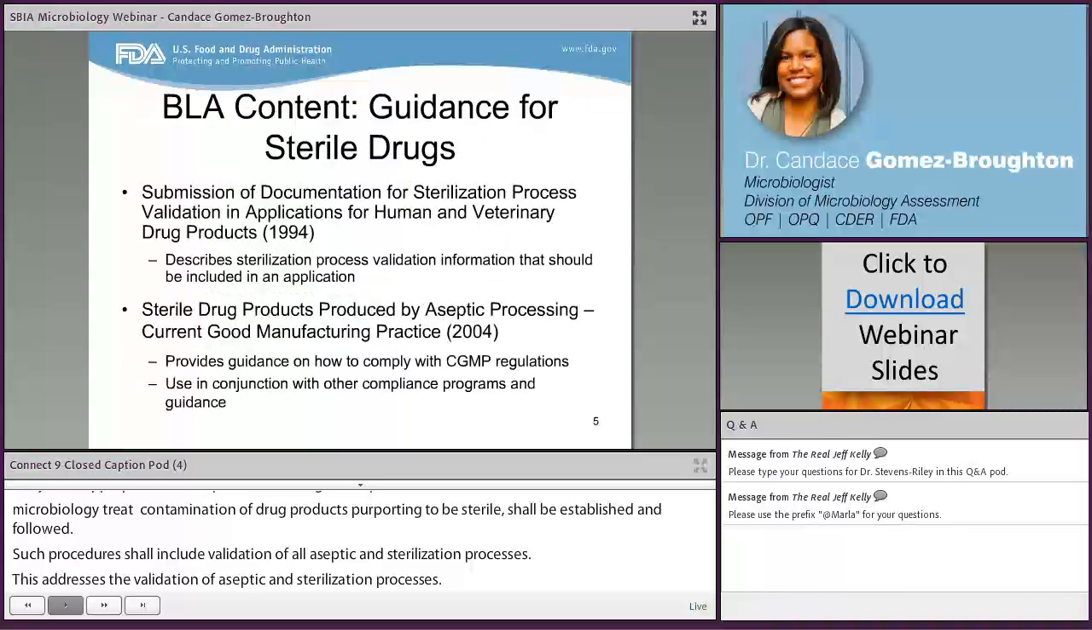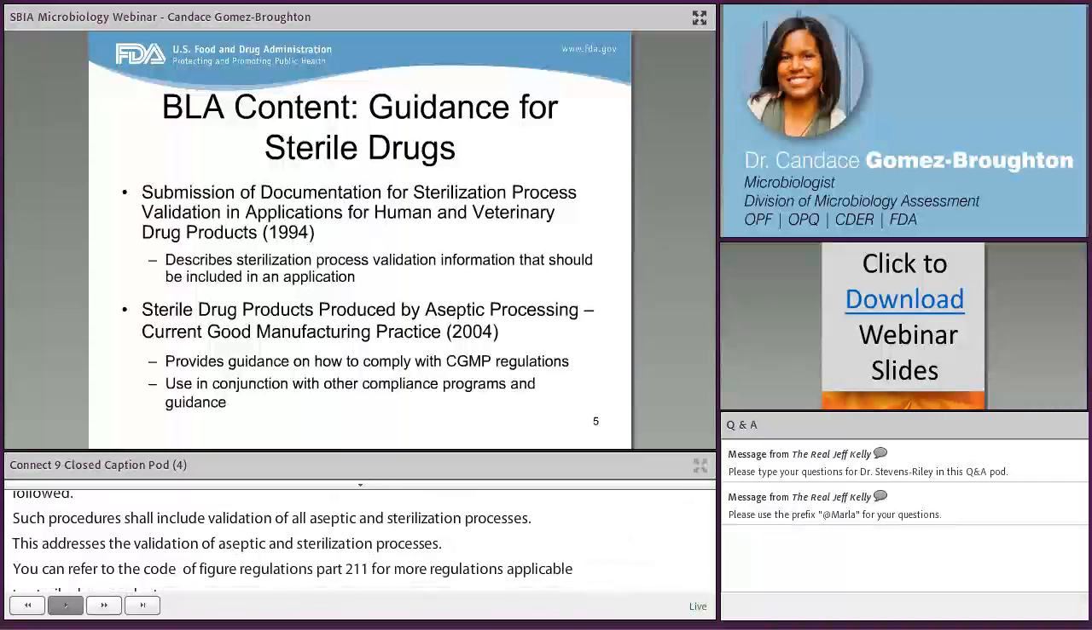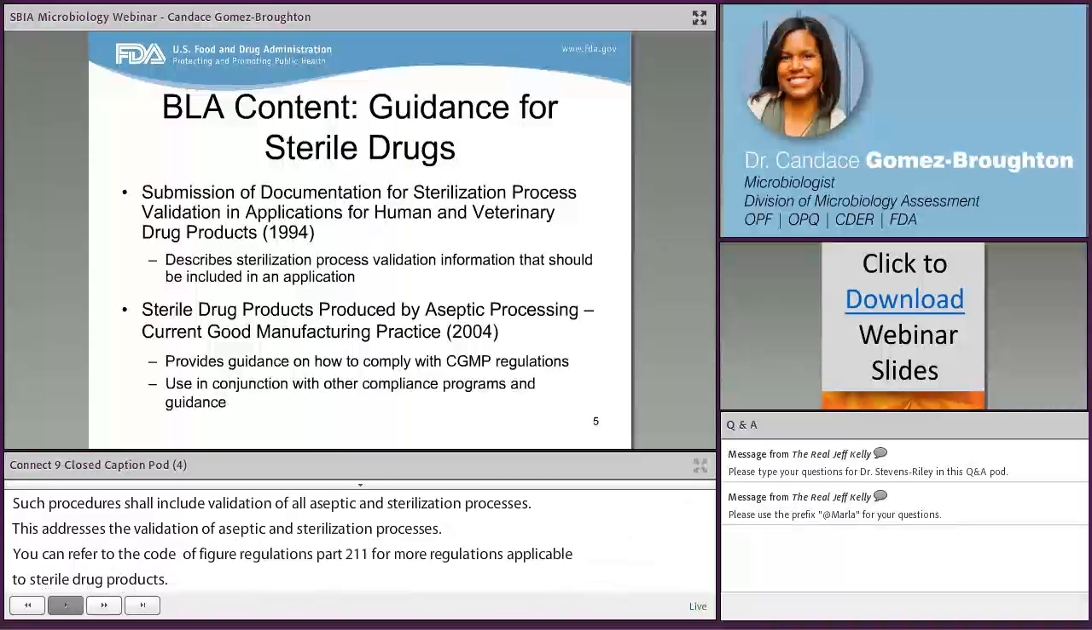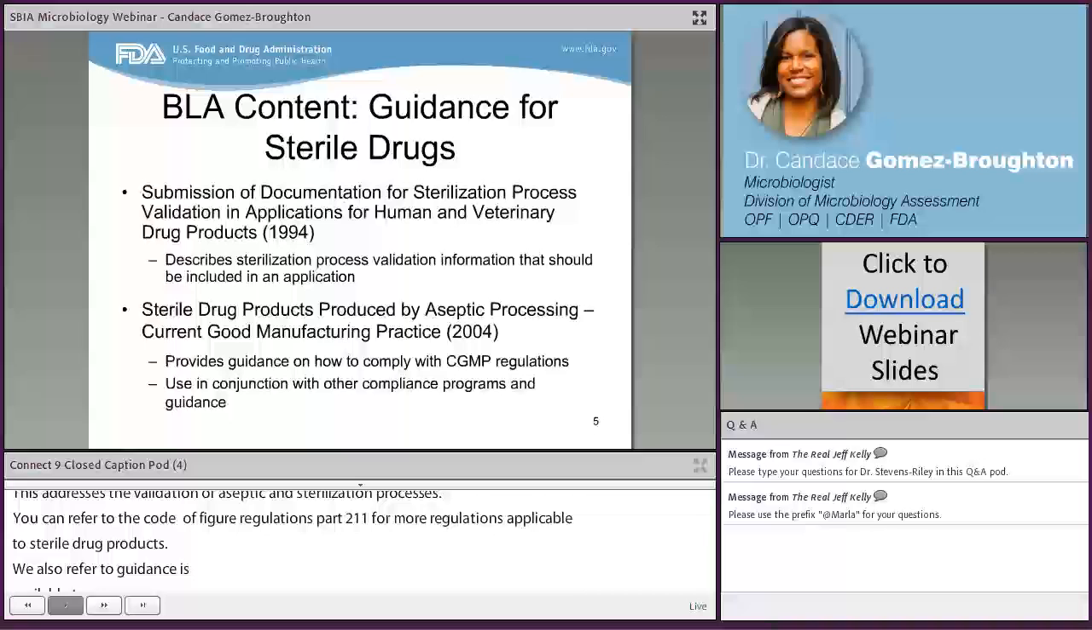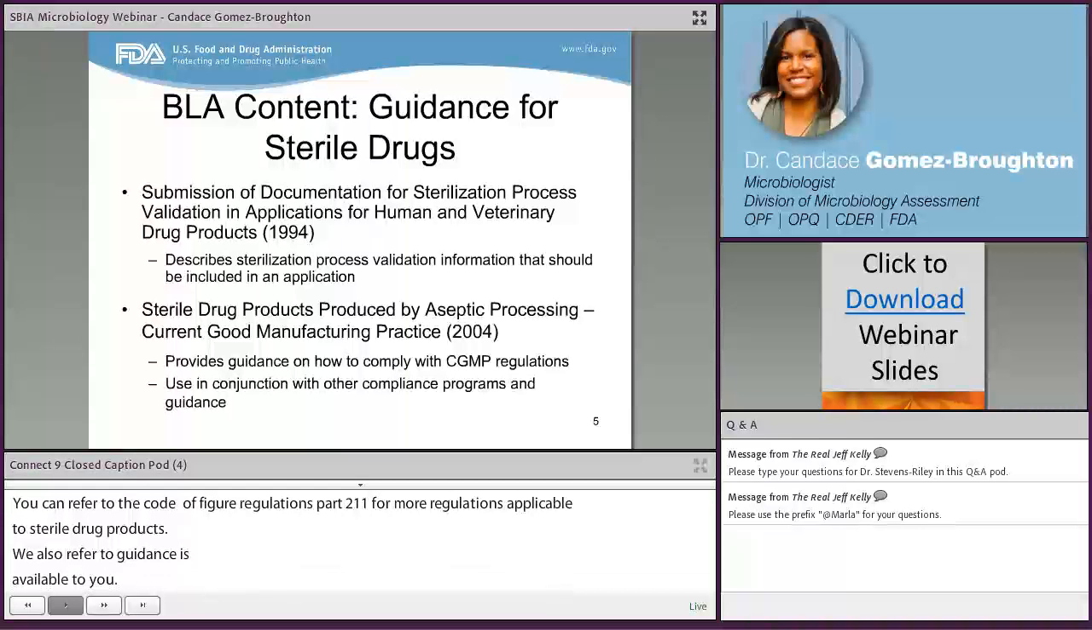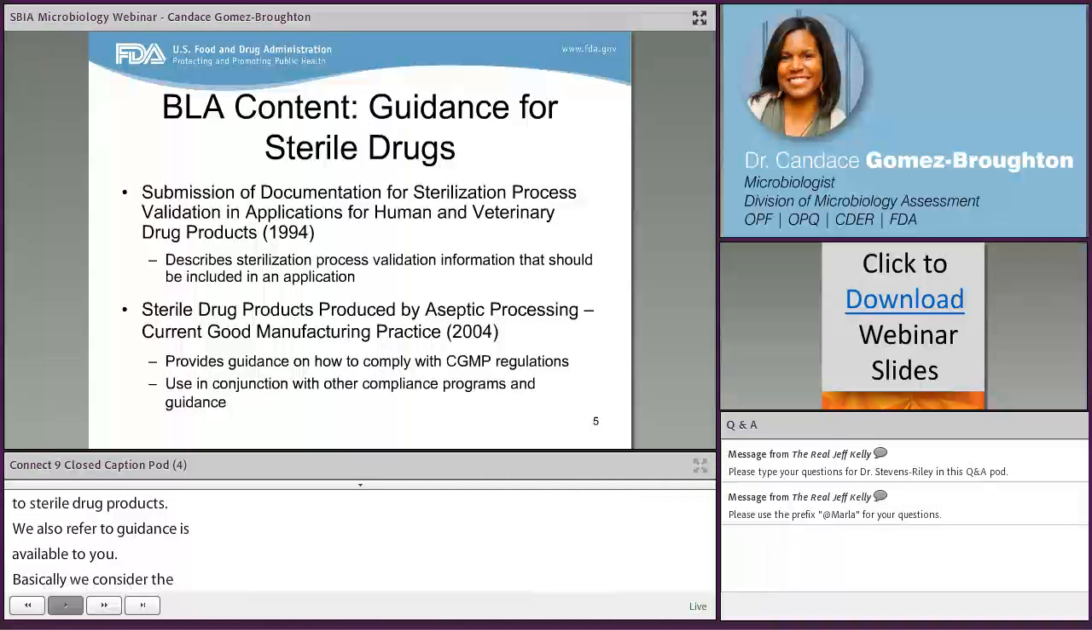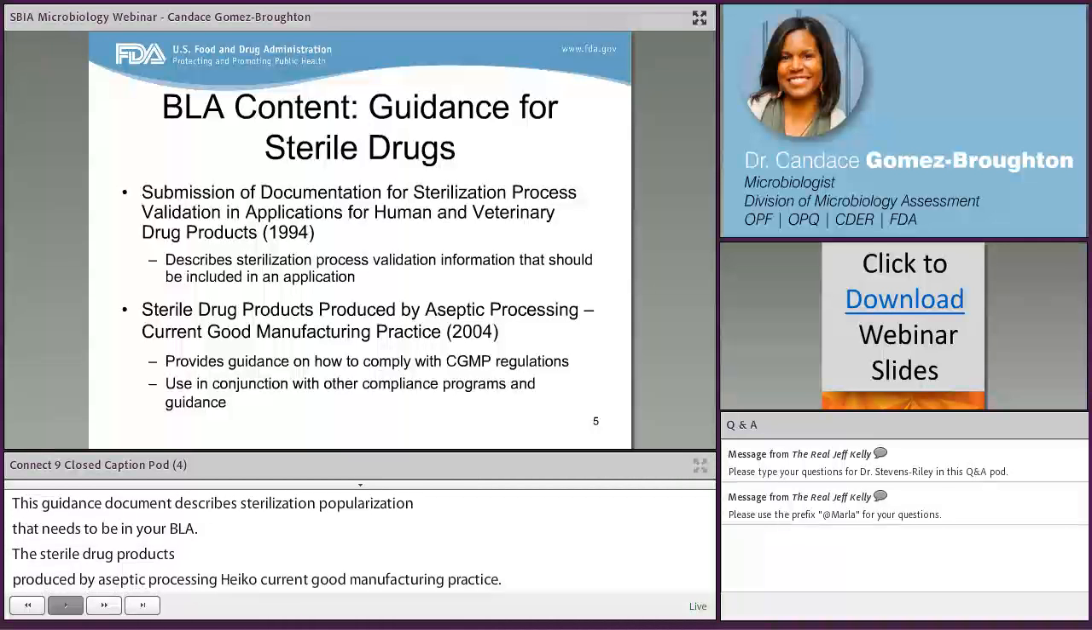Moving on, we also refer to guidances that are also available to you. I think Marla mentioned these guidances as well in her talk, so I might not go into much more detail here. Basically, we consider the guidance document titled Submission of Documentation for Sterilization Process Validation in Applications for Human and Veterinary Drug Products. This guidance document describes sterilization process validation information that needs to be included in your BLAs. Secondly, the guidance on sterile drug products produced by aseptic processing, current good manufacturing practice, will give you guidance on how to comply with the CGMP regulations. This is to be used in conjunction with other compliance programs and guidance documents.